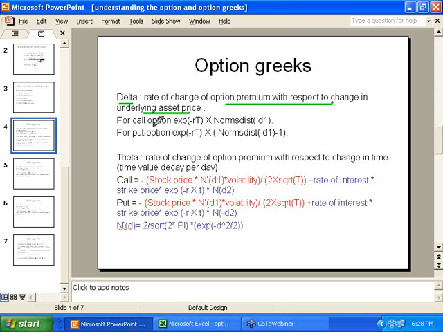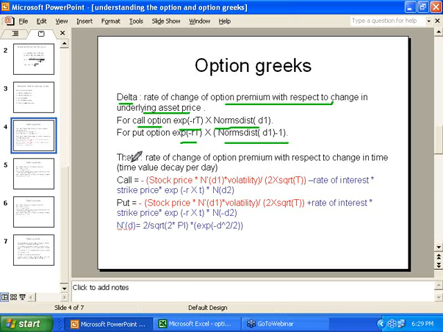And the delta of a call option is explained as exponential to the power of rate of interest into time, time must be in years, and normal distribution of D1. And the delta of a put option is exponential to the power rate of interest into time, into normal distribution of D1 minus 1.